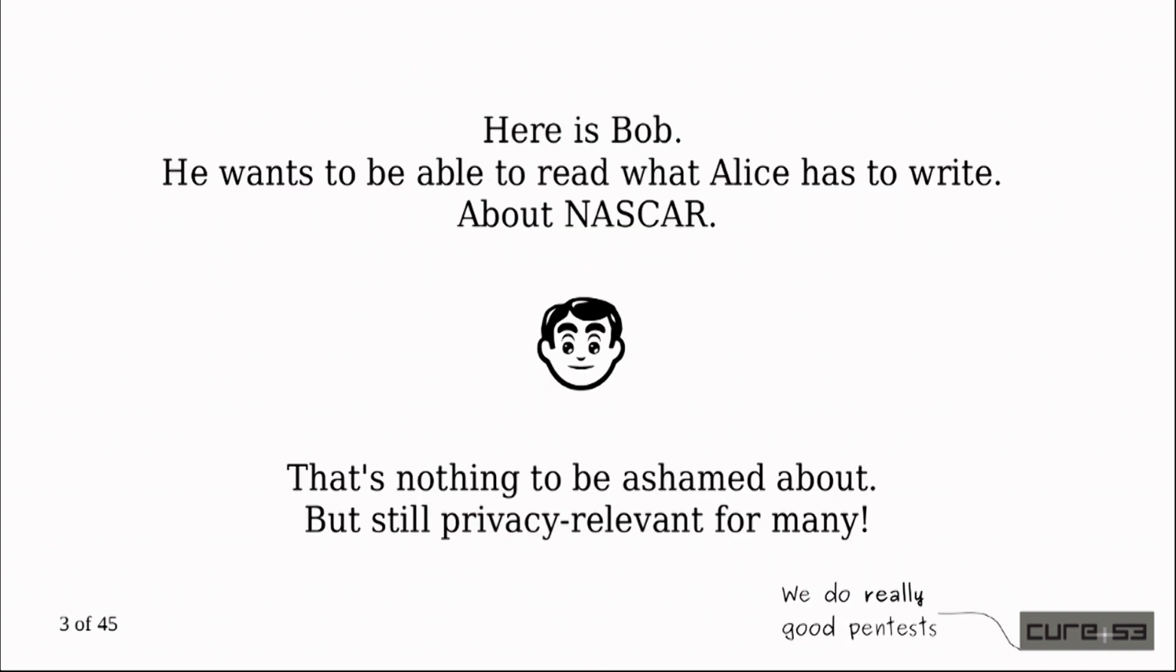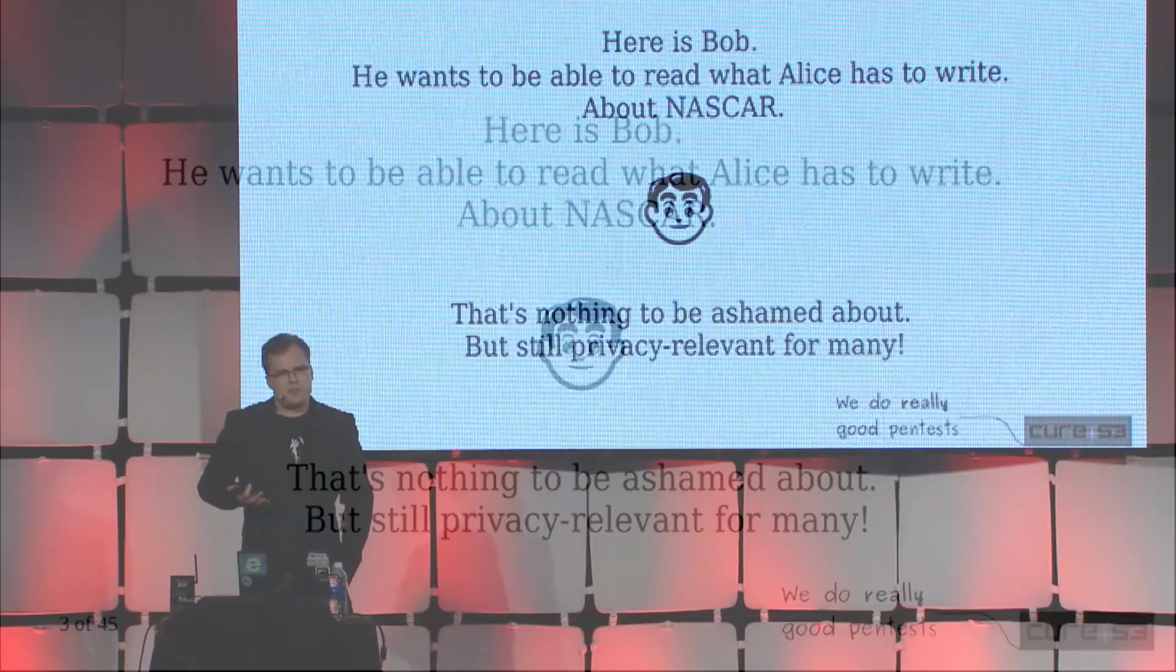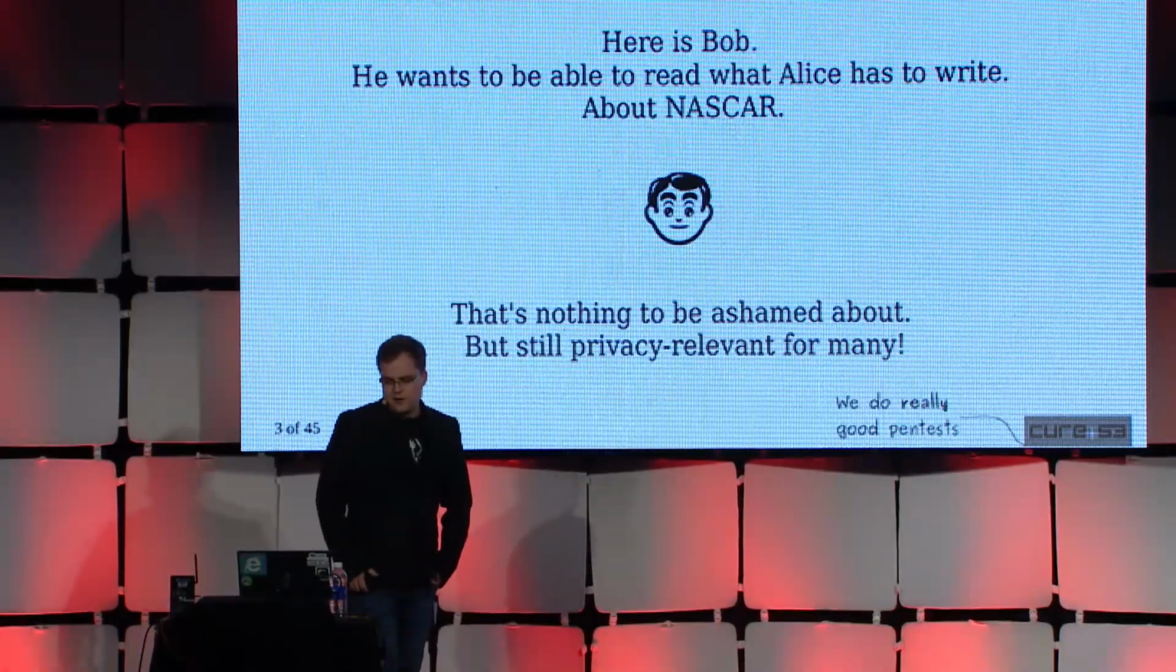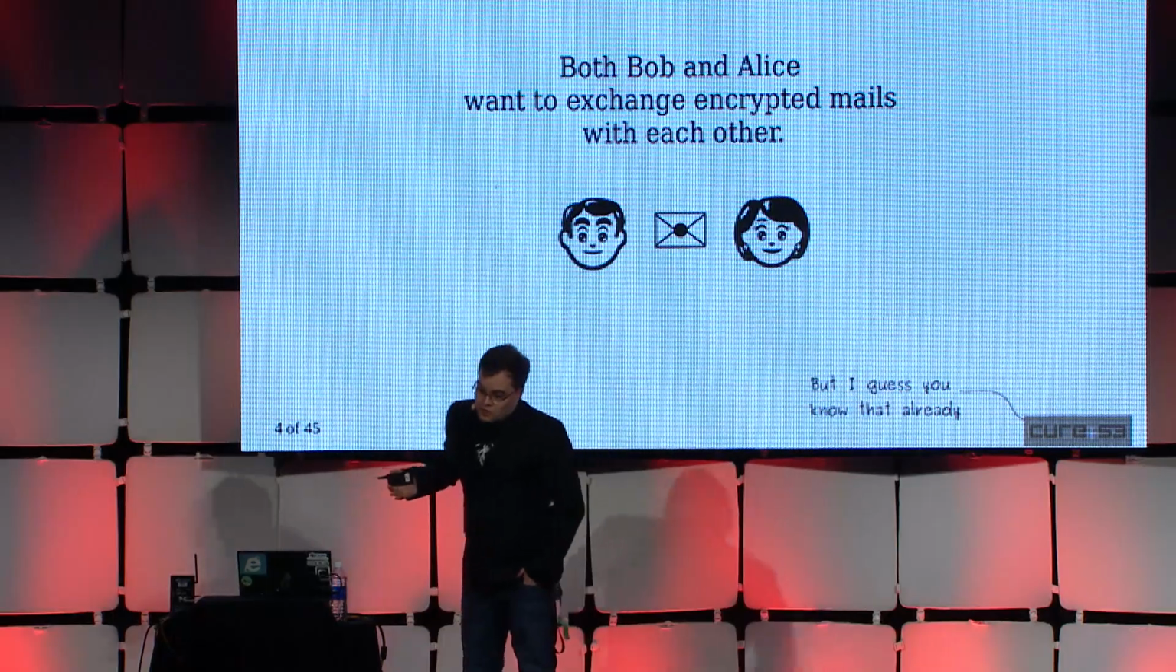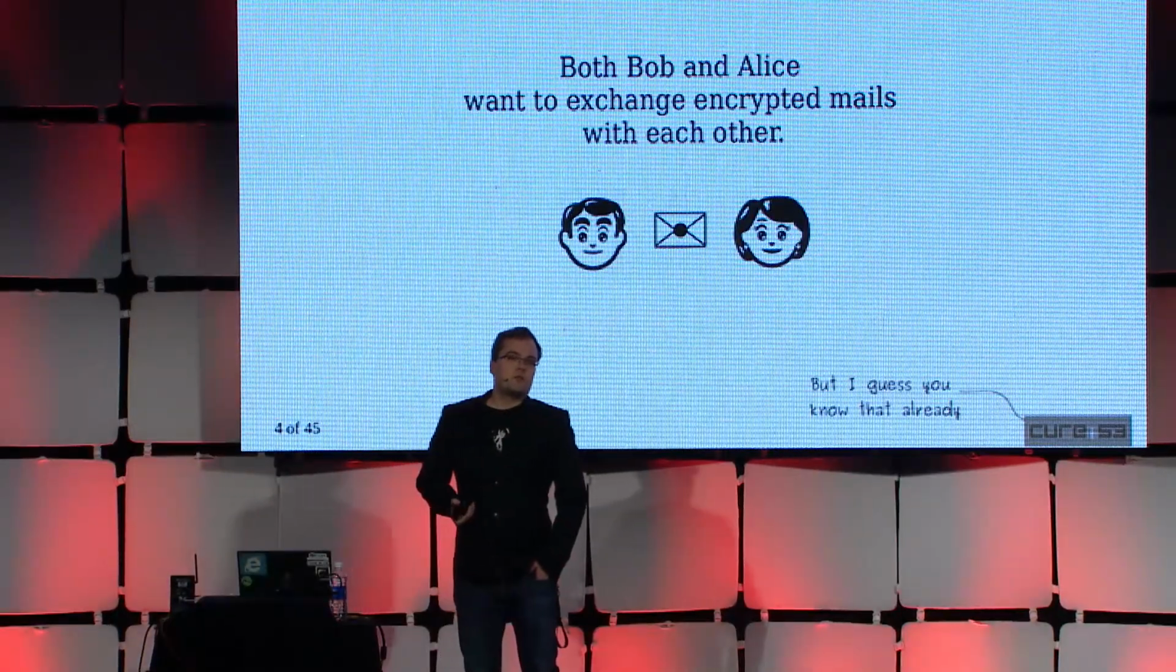And this is Bob. He wants to receive that encrypted message from Alice. And it's going to be about NASCAR or some stuff, so this is a bit weird. You don't have to be ashamed about these things, but you would consider that already privacy sensitive. So what the two want to do is they want to exchange encrypted mails with each other.